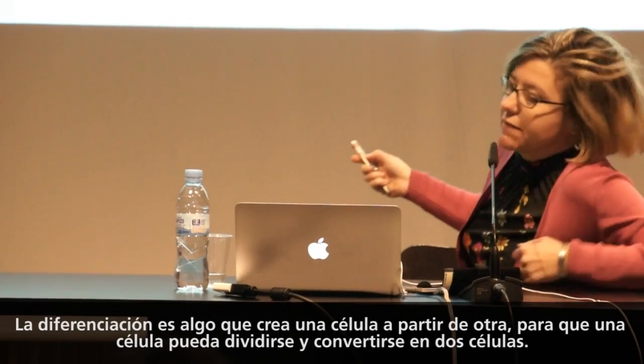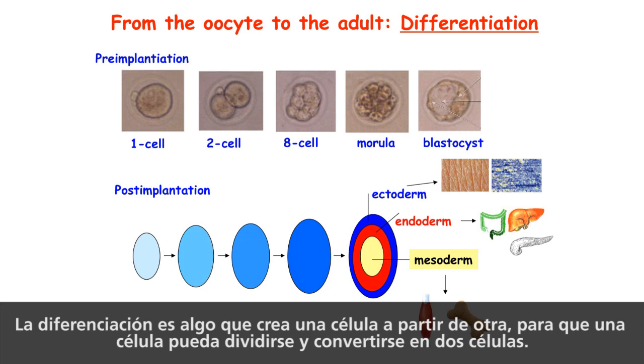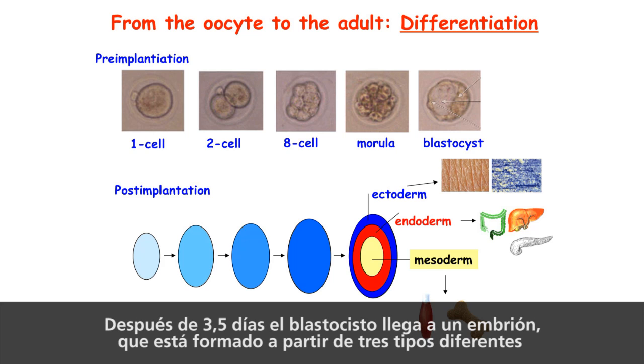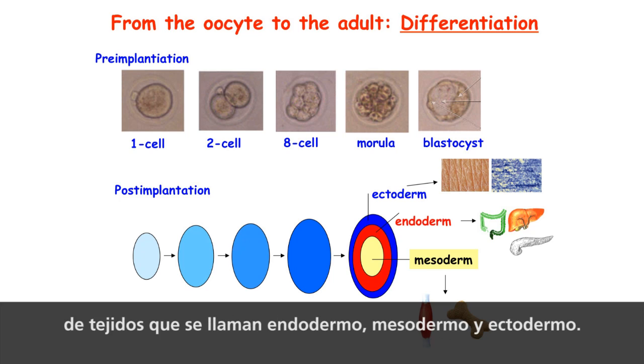Differentiation is something that goes from one cell to an adult. So one cell can divide and give rise to two cells. This one cell is totipotent. It divides and gives rise to 2 cells, then 8 cells, and then the morula and the blastocyst. From the blastocyst, at 3.5 days, you arrive at an embryo which is formed from 3 different tissues, which are called mesoderm, endoderm, and ectoderm.